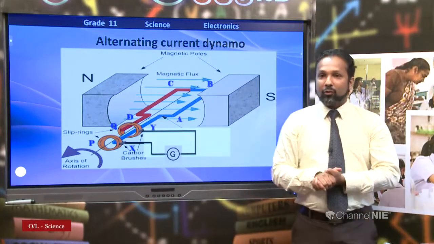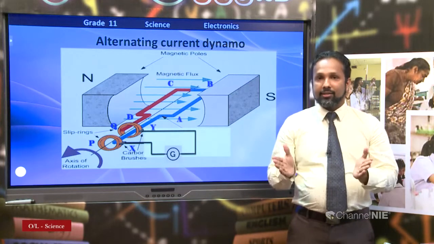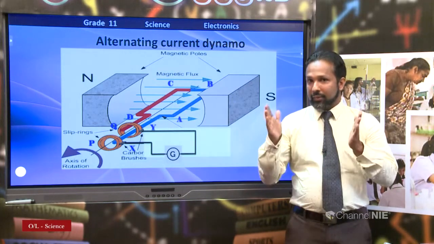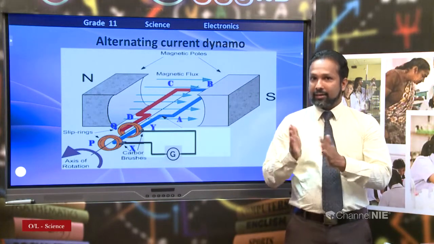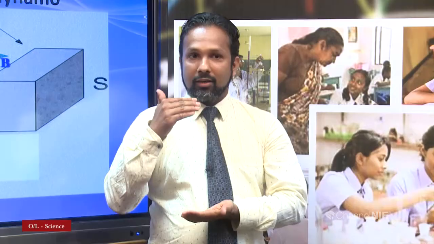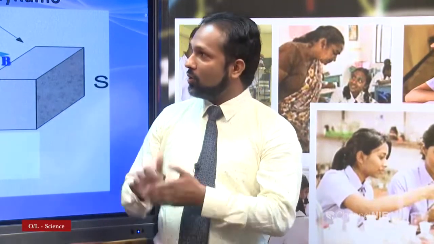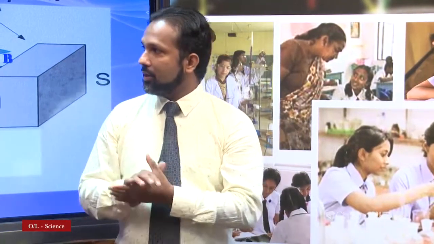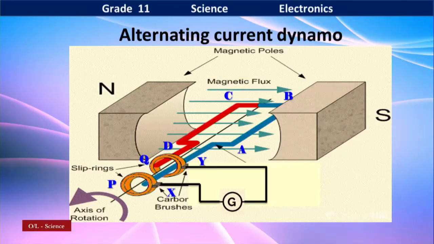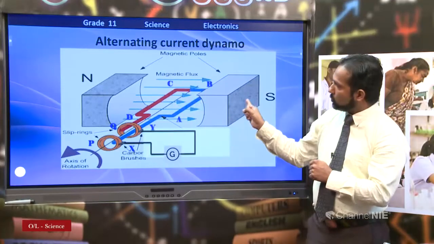Now we have to study about the AC generator. In the previous session, we studied about the DC motor, direct current motor. Here we are going to study about the alternating current dynamo or AC generator. Here we can draw our attention to the parts of the alternating current dynamo. What are the parts? There are strong magnetic poles, North Pole, South Pole.